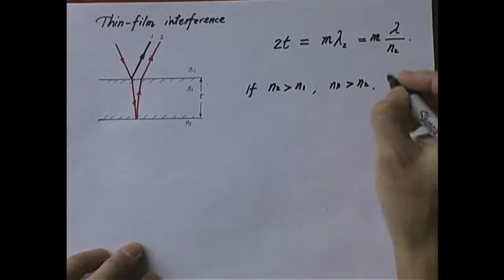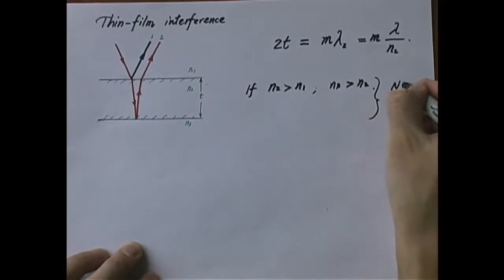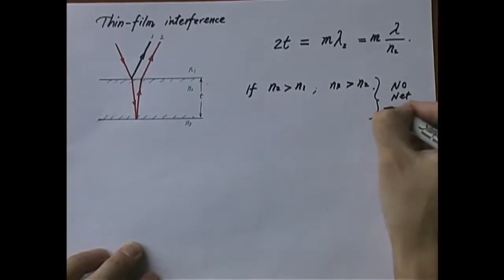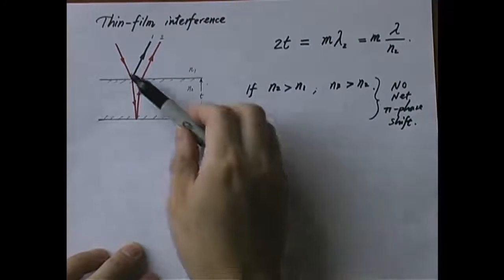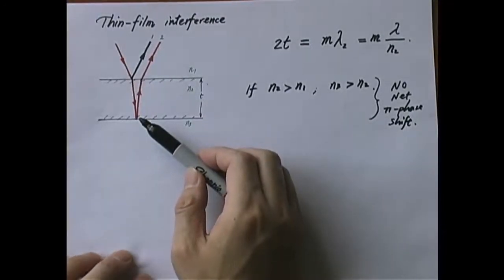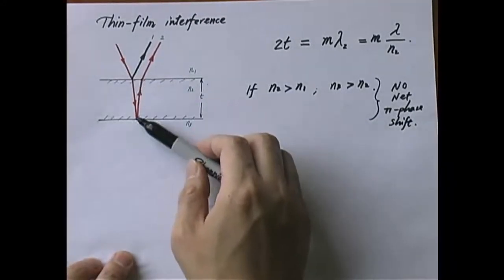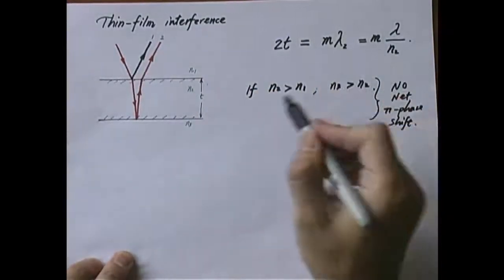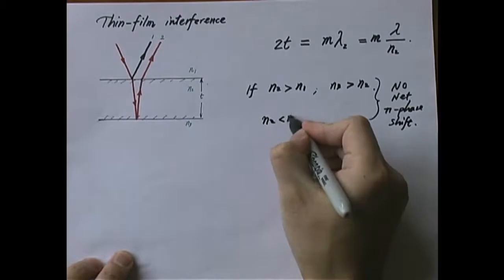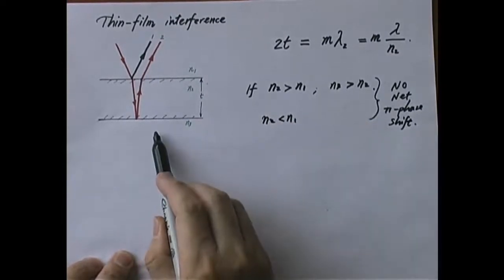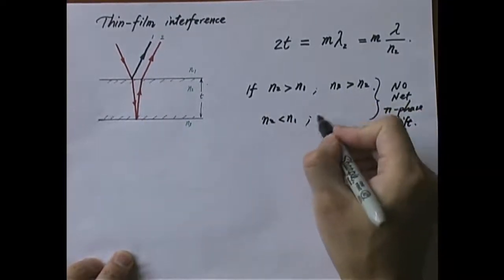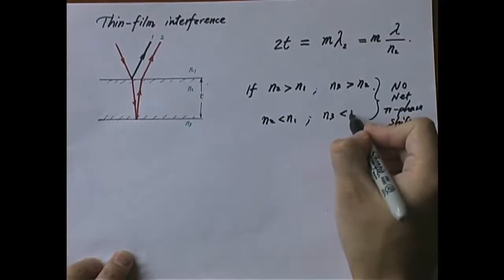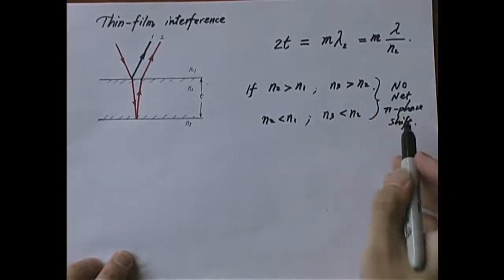There is no net pi phase shift. Okay, so that's a case when both of them undergo a pi phase shift. It is also possible that neither of them undergoes a pi phase shift. And that happens when n2 is less than n1 and n3 is less than n2. In either case, there is no pi phase shift.